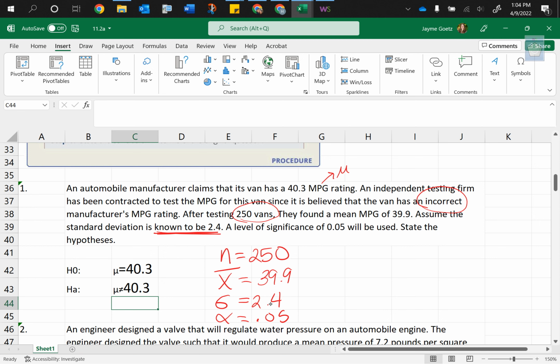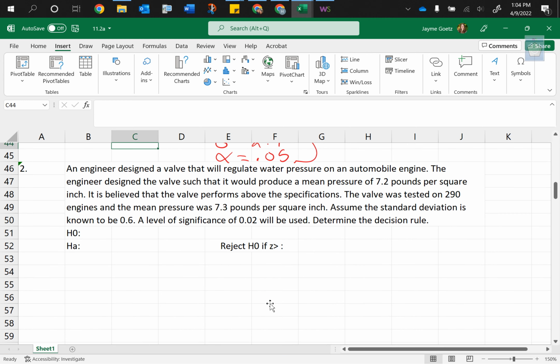Okay, so that's all the information they give me in a problem, and we are going to use that in future problems. This one was just a refresher on how to find null and alternative hypotheses. Let's go to number 2.